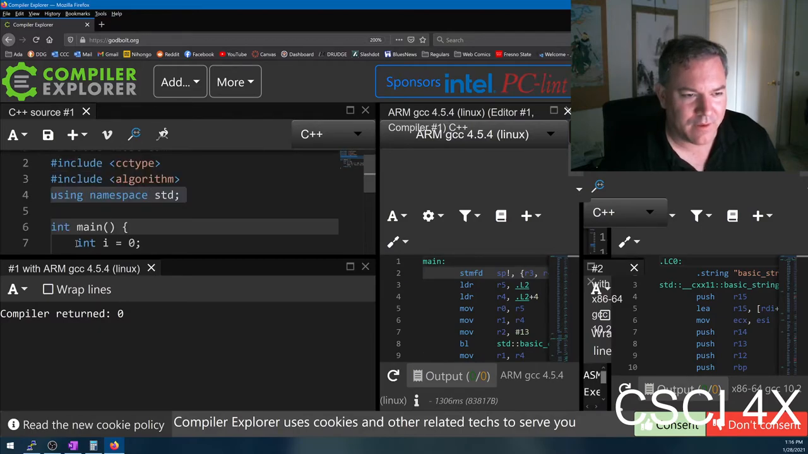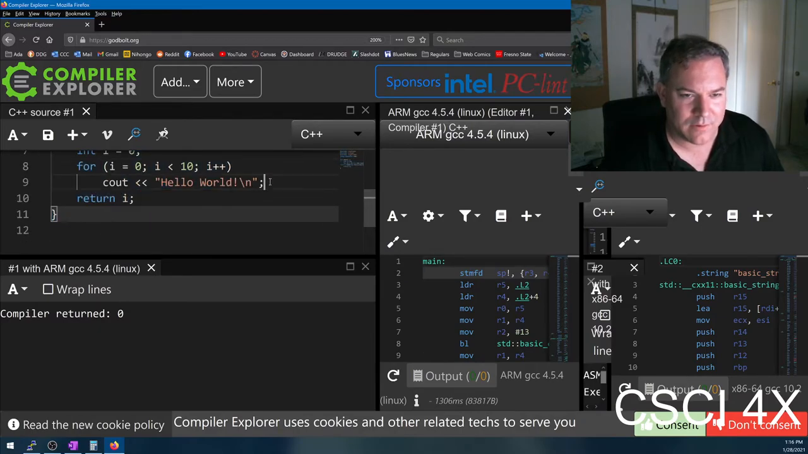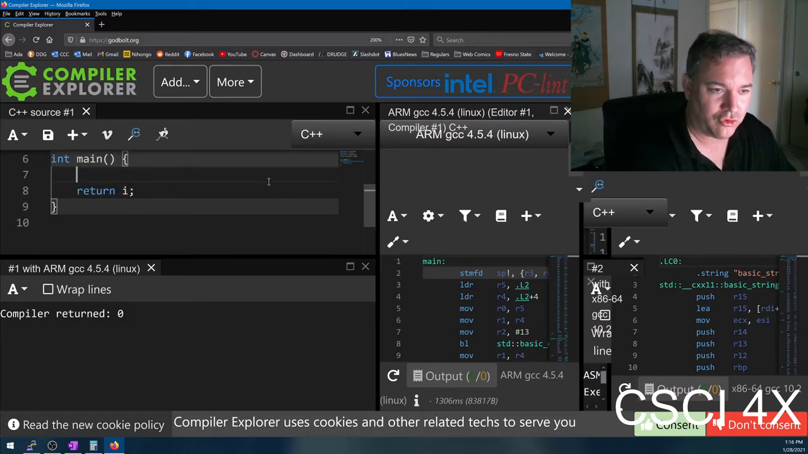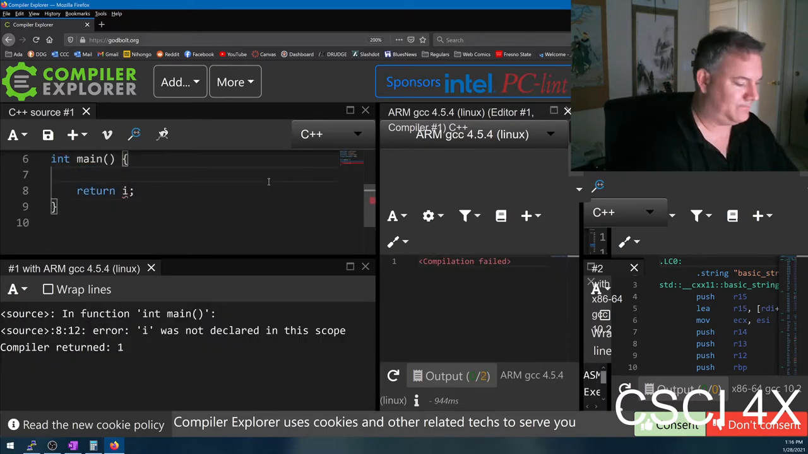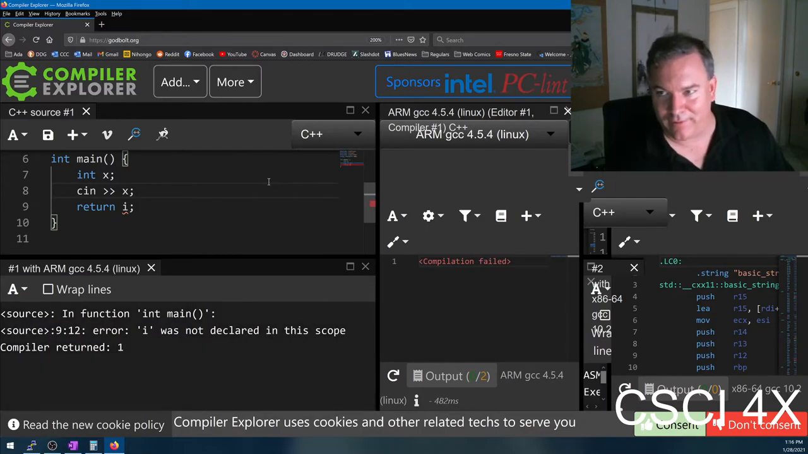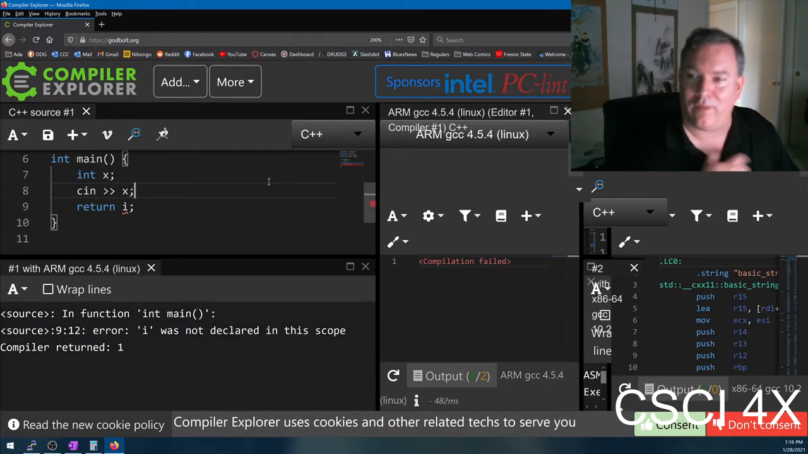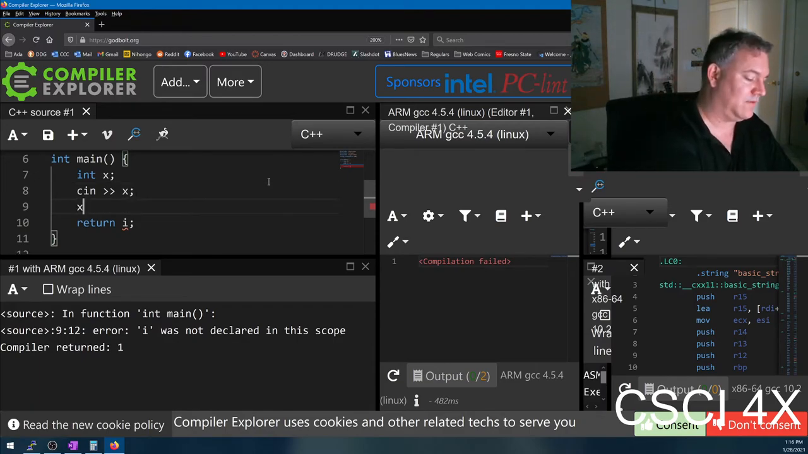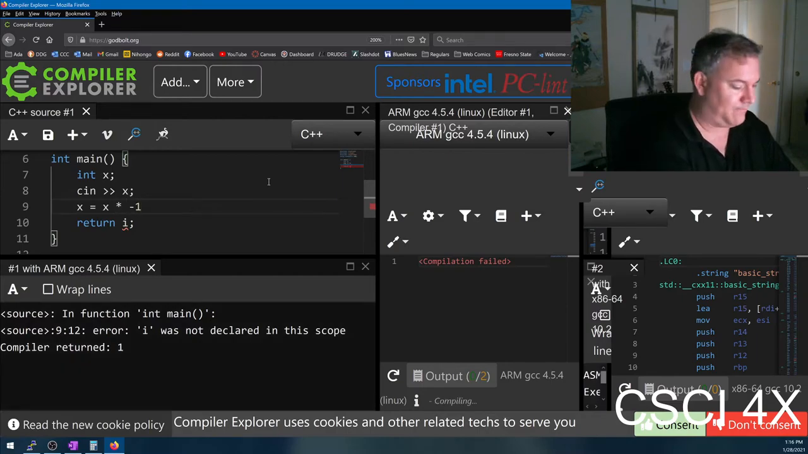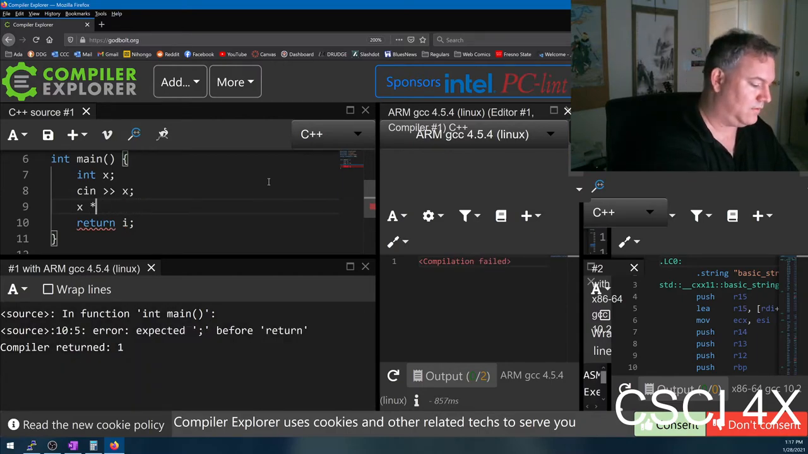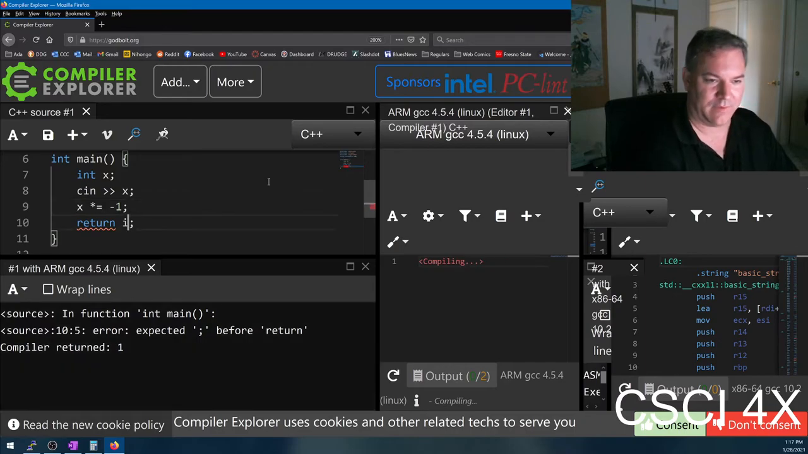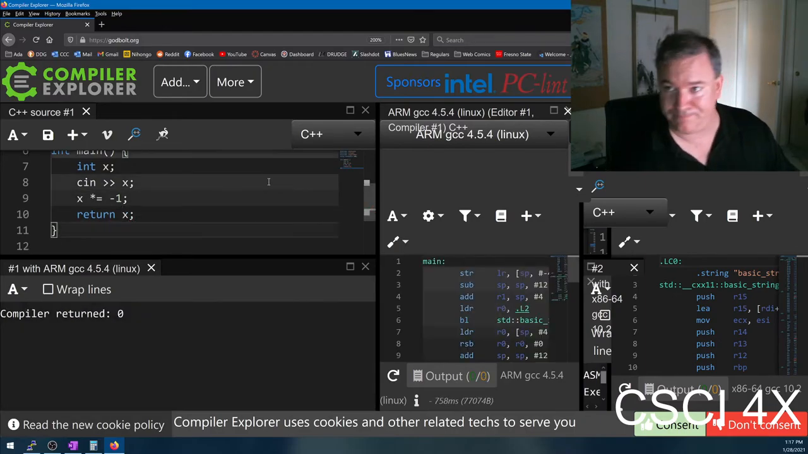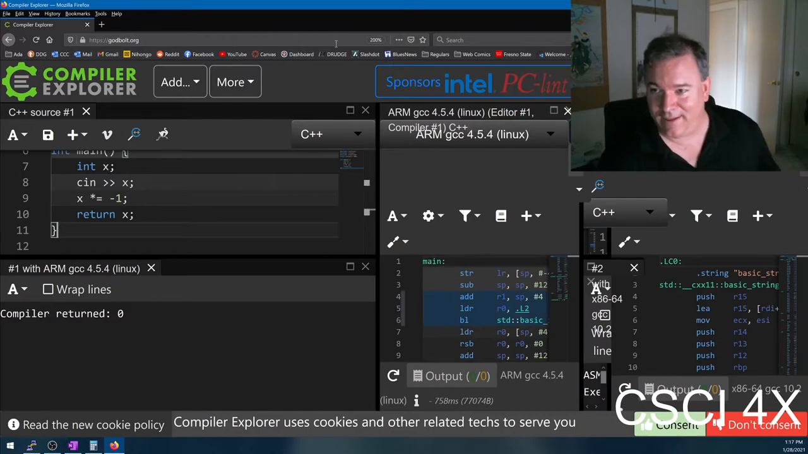Okay, so int main, hello world. Int x, cin into x, so we can't optimize, because if you put a number in there, it's going to optimize it away, right? So we're going to read an integer, and then we're going to say x is equal to x times minus 1, or if we want to be super elite coder dude, x times equals negative 1, and then we'll return x.